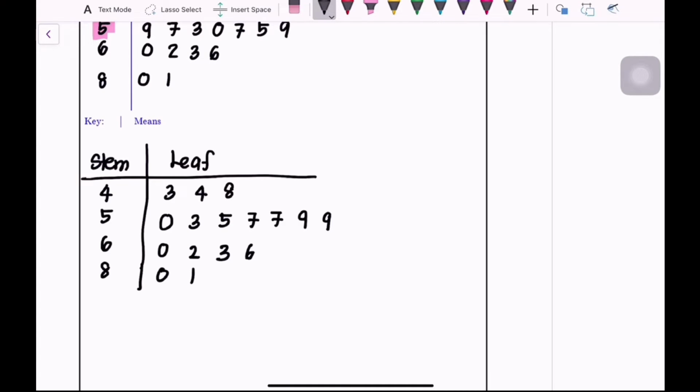Okay, so here we write the key. 4|3 means 4.3.